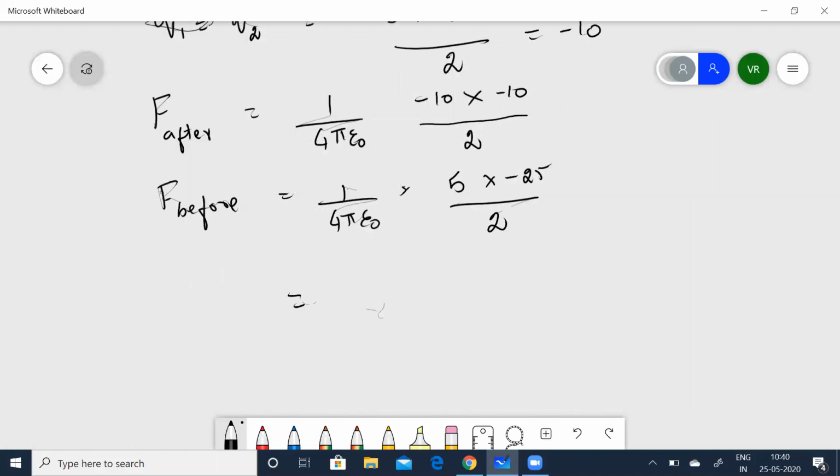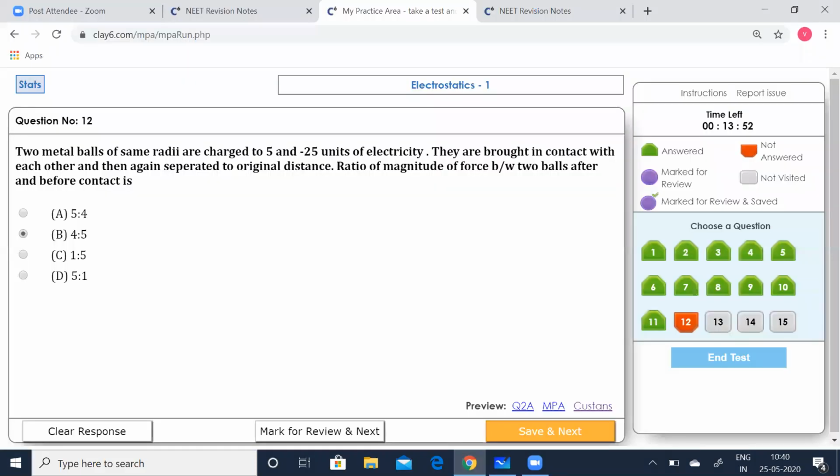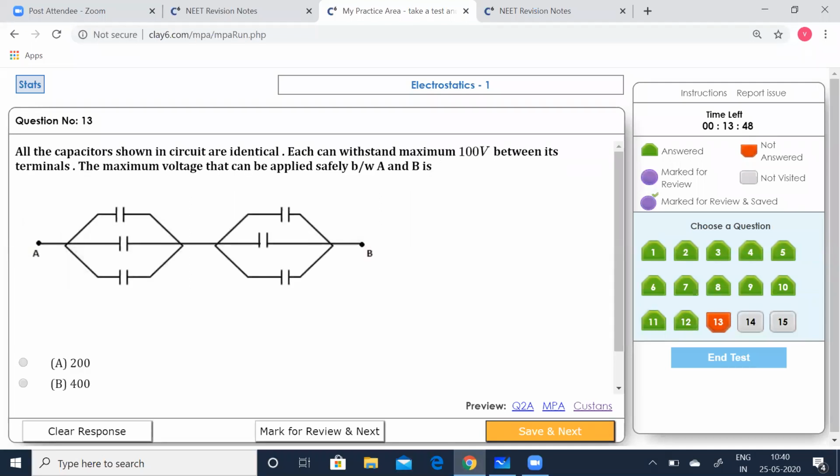Now divide both, F after by F before. Obviously everything will get cancelled. You'll be left only with minus 10 times minus 10 divided by 5 times minus 25, which is equal to 4 by 5. Since it's a ratio, we need not bother about the negative sign. So it is going to be a 4:5 ratio. Let's see which option is correct. 4:5 is the correct option. Pick that. Go to the 13th one.